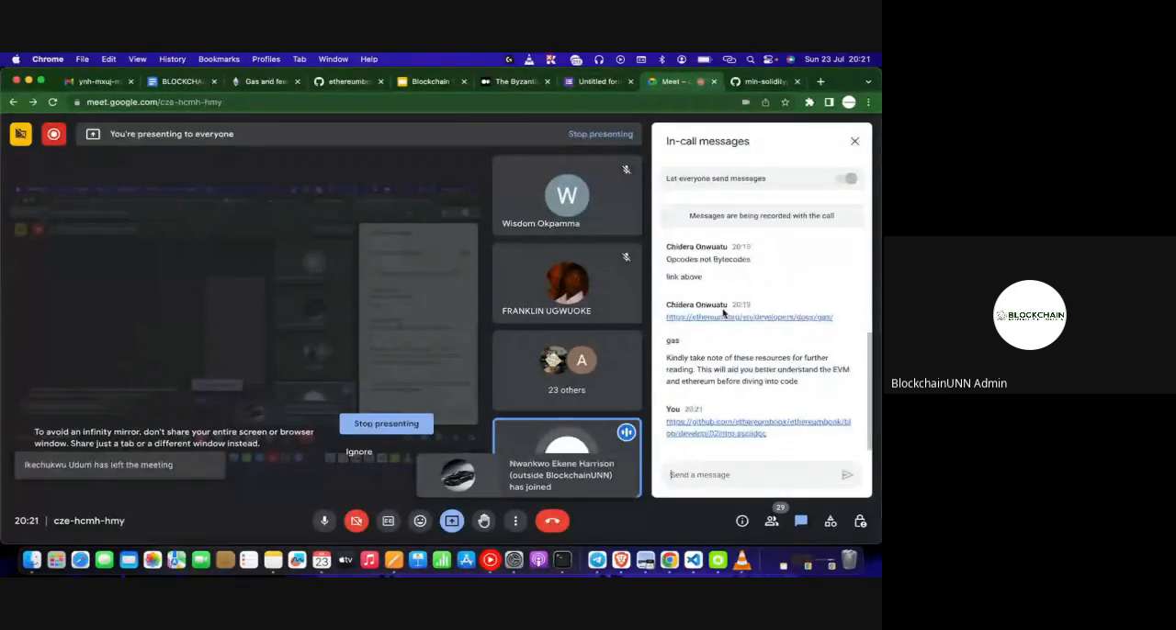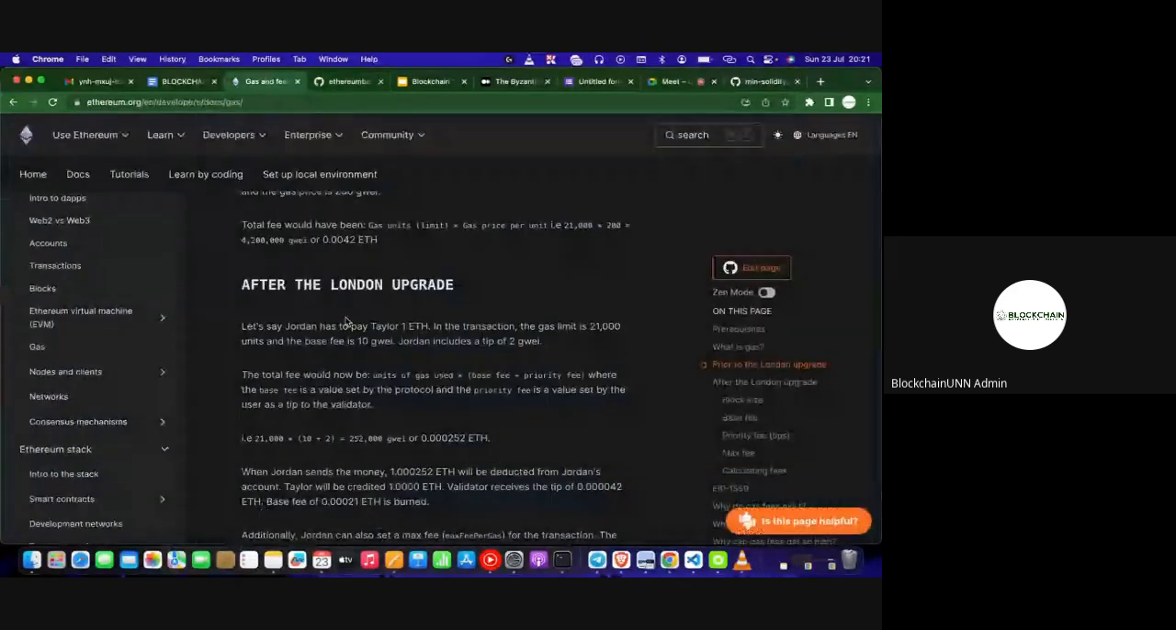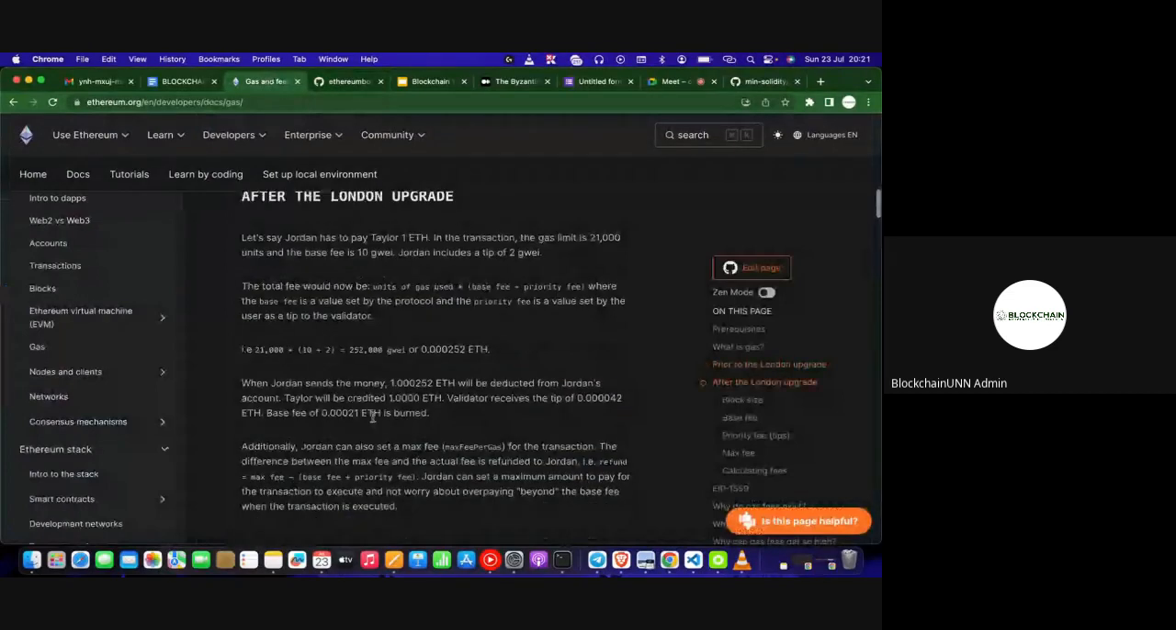But that's not what we are looking to look at during the course of this call. So now going back to where we were, let's say the gas limit for this particular transaction, a simple transfer, is 21,000 units, and then we have what we call the base fee.